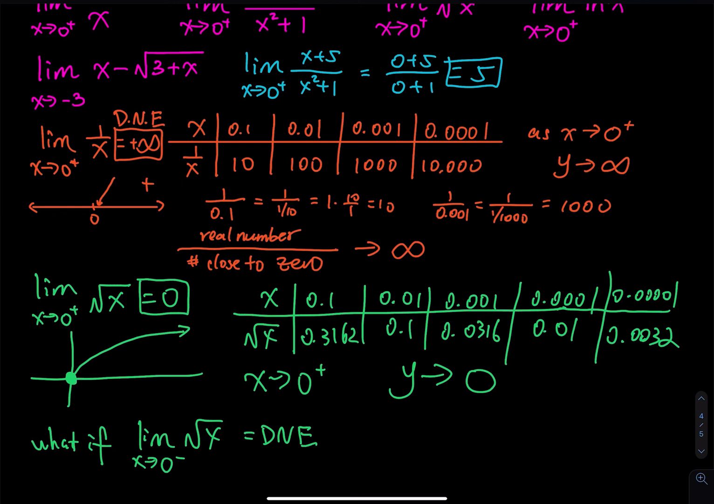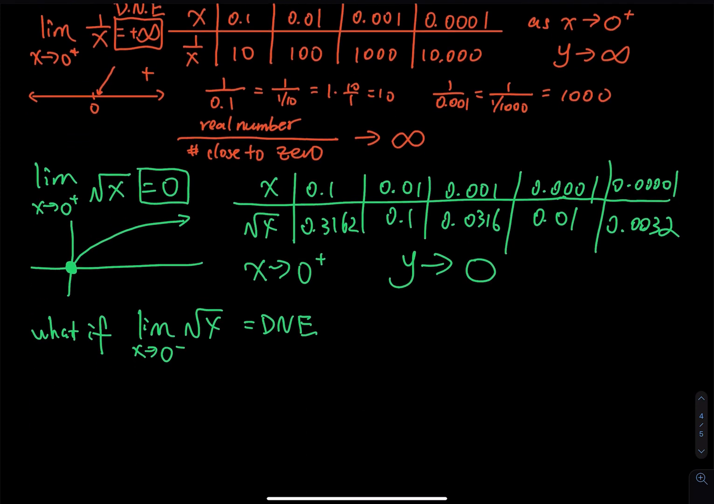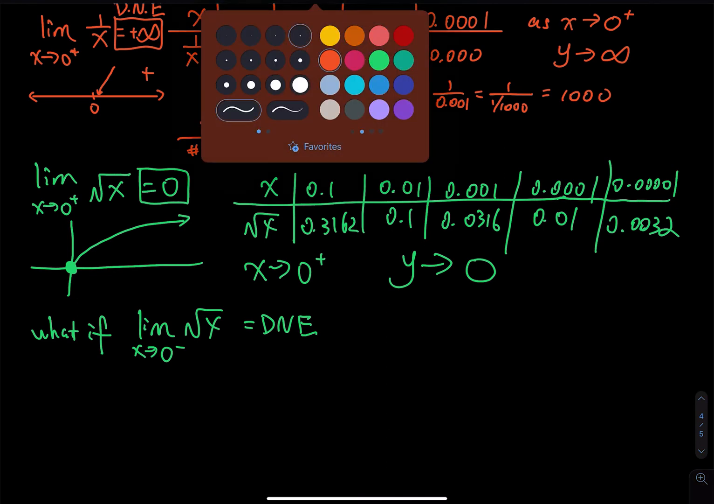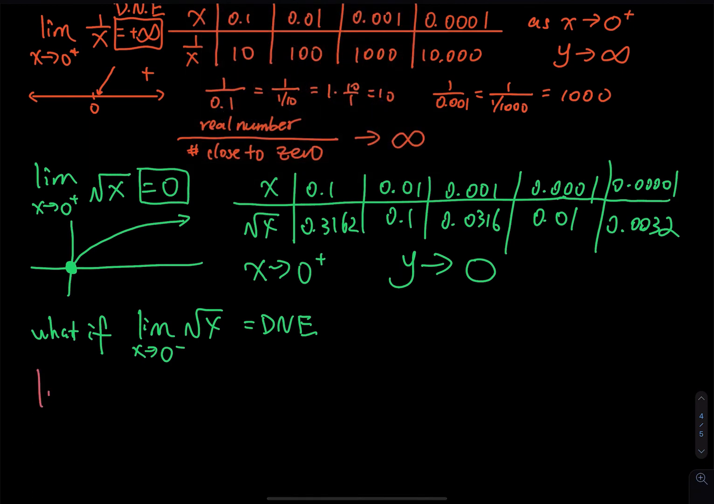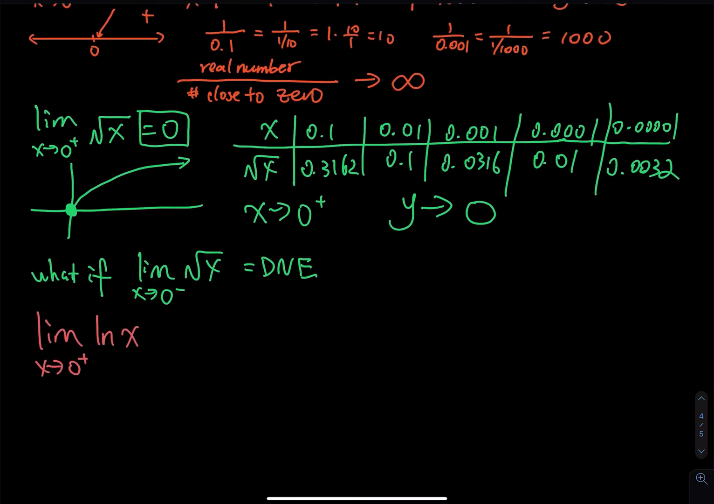Okay, the next one is ln. Switch to another color. How about this? We never used this before. So we have the limit as x approaches 0 from the right of ln x. This one is very similar to the previous problem. You can just draw a graph. So for ln x, this is ln x, right? We have a vertical asymptote, and then we have this.